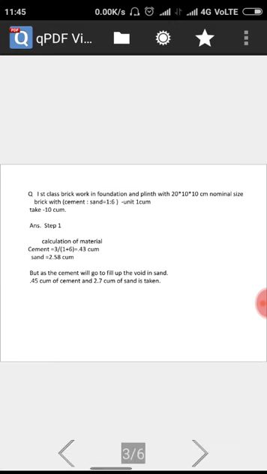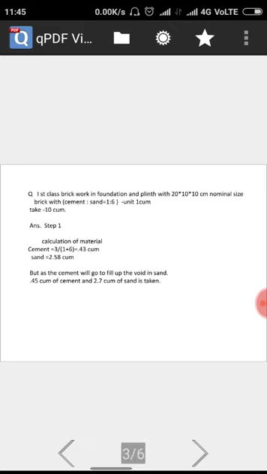Now we have to calculate the cost rate analysis for brickwork. Our question is this: first class brickwork in foundation and plinth with nominal size brick 20 into 10 into 10 centimeter, with cement mortar ratio 1:6. The unit is 1 cubic, so we have to calculate for 1 cubic. We take 10 cubic, calculate for 10 cubic, then divide that cost by 10, which will be the cost for 1 cubic.